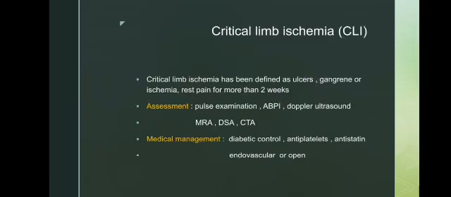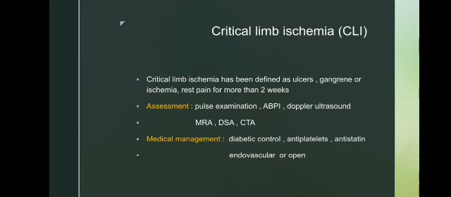And after that, if intermittent claudication progresses, the next phase of the disease is critical limb ischemia. Critical limb ischemia has been defined as ulcers, gangrene, or ischemia, and characteristically rest pain for more than 2 weeks. So, if any of these features like ulcers, gangrene, or ischemia, or rest pain for more than 2 weeks is present, then it will be labeled as critical limb ischemia. It means that the limb is critically ischemic. If not treated urgently, the chances of loss of limb or loss of tissue will be quite significant.